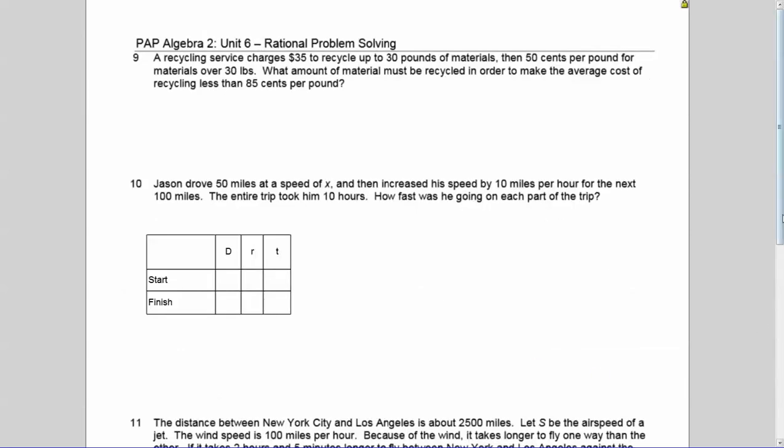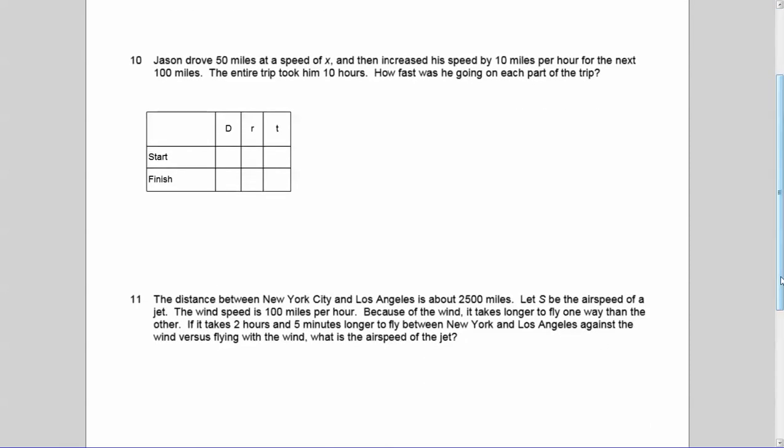Okay, we have just one last problem to look at, and that's number 10. Here Jason drove 50 miles at a speed of x and then increased his speed by 10 miles per hour for the next 100 miles. The entire trip took him 10 hours. How fast was he going on each part of the trip?